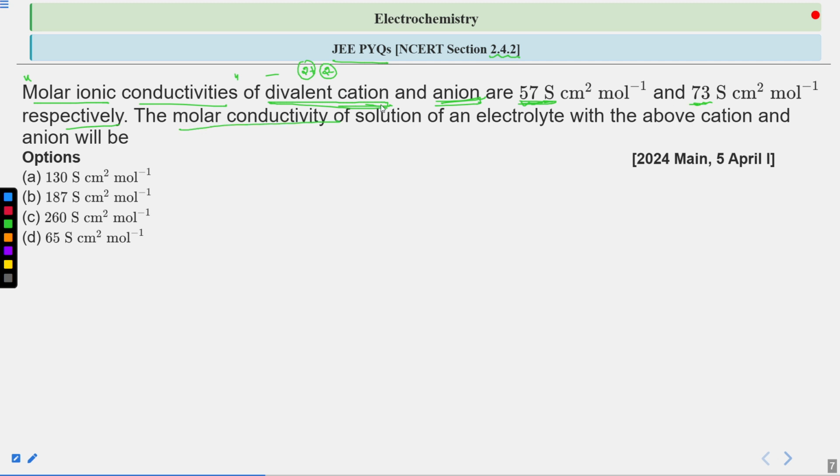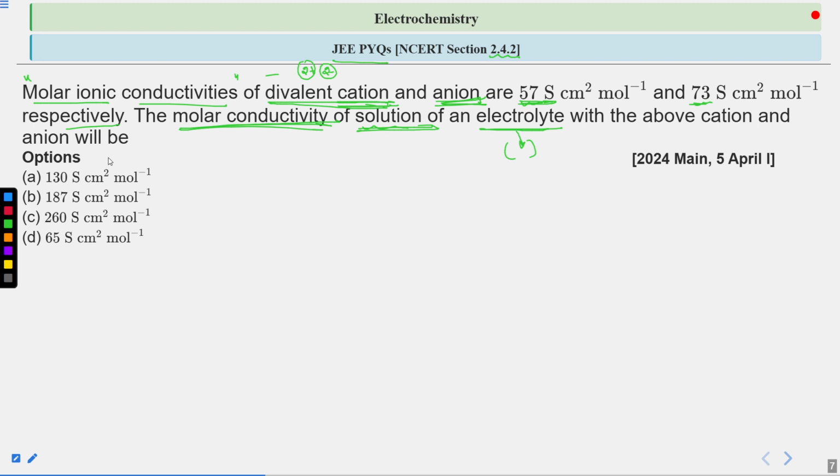The molar conductivity of the solution of an electrolyte with the above cation and anion will be. Now you have to tell the molar conductivity of a solution of an electrolyte formed with this given cation and anion. After combining the cation and the anion, we got the electrolyte, right? Now you have to determine this electrolyte solution's molar conductivity. This question was in the 2024 mains examination.